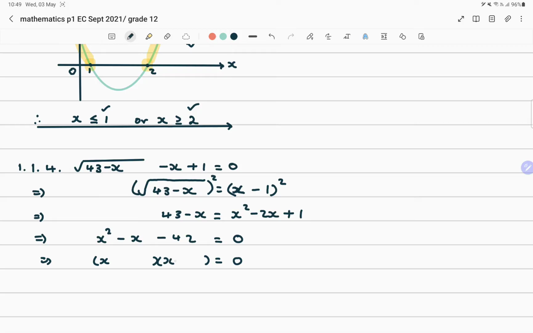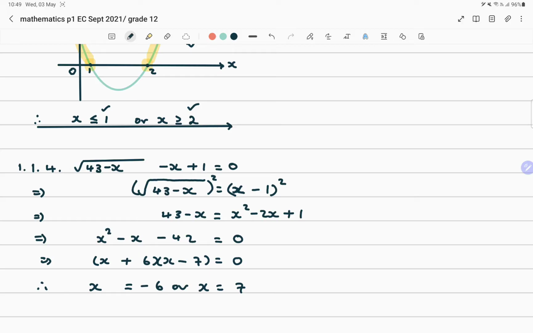So x. Now, what are the factors that give us 42? I think it's 6 by 7. 6 by 7 is 42, yes. So what are we going to have here? Well, we're going to have 7 and 6, okay? 7 must be negative, 6 must be positive. Great. So therefore our x is equal to minus 6, or our x is equal to 7.